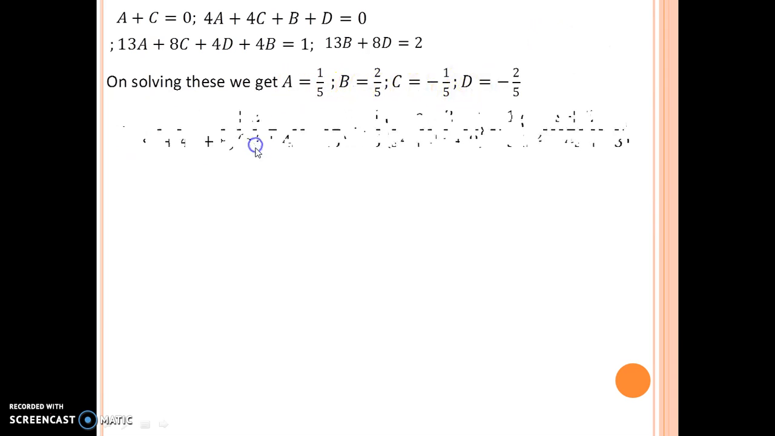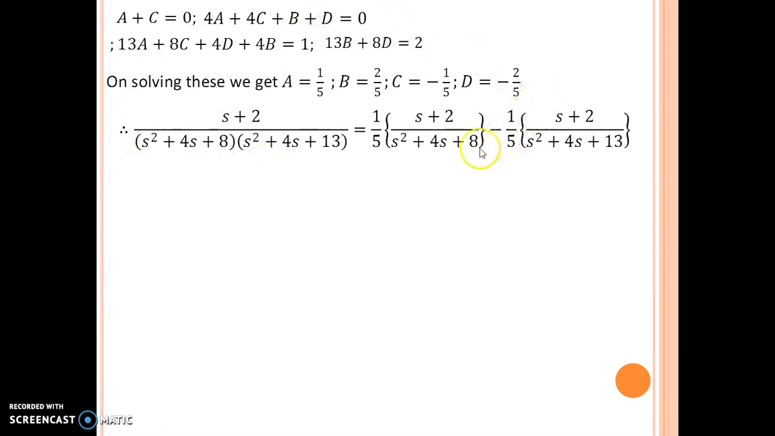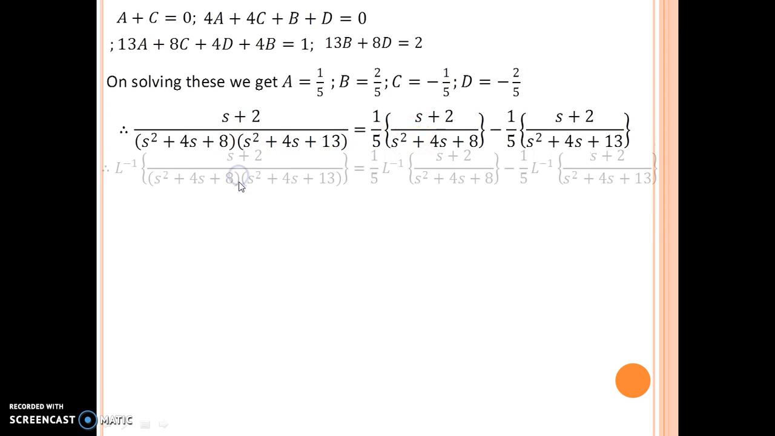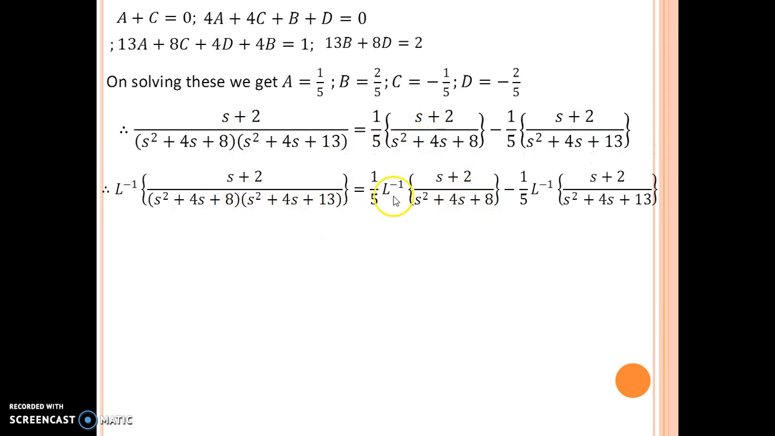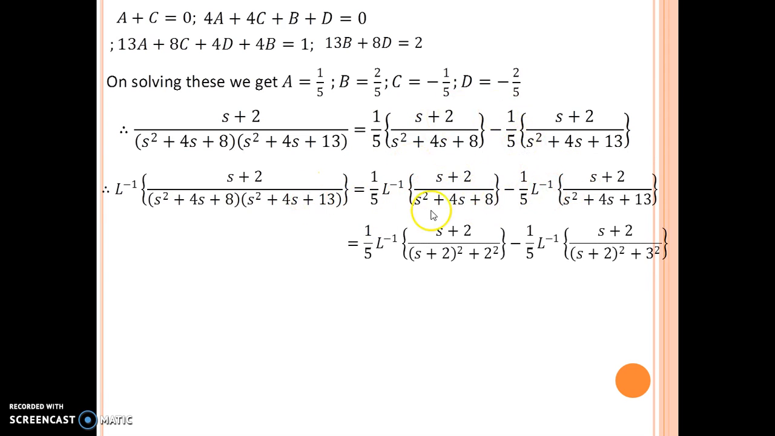Then you substitute it into the main expression, and you obtain this as your answer. After this, what we are expected to do is operate the inverse Laplace operator. When you operate inverse Laplace, it distributes over the minus sign and constants come out. Do the completion of the square of each of the denominators. I have completed the square because it is the same as s square plus 4s plus 4 plus 4, so that can be expressed in this manner.